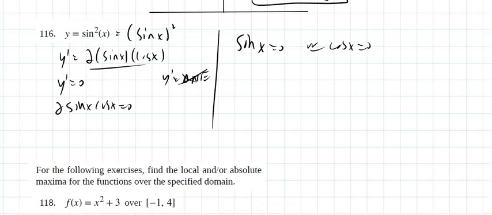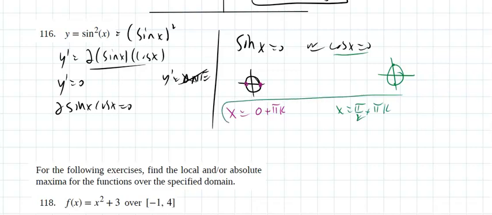Well, sine of x equals 0 at 0, pi, 2 pi, when x equals 0 plus pi k. And cosine of x equals 0 at pi over 2 plus pi k. You could leave your answer like that, that's not a problem. Most likely the author will combine those answers.